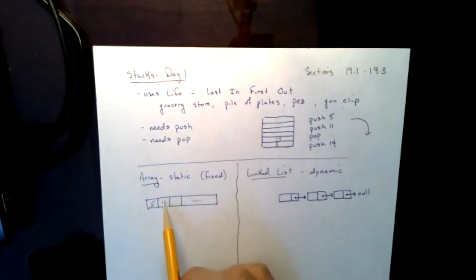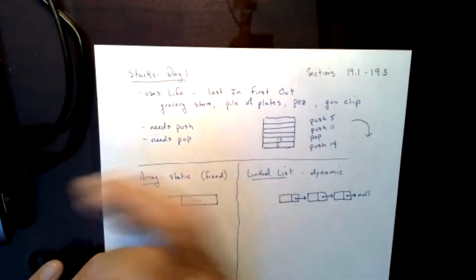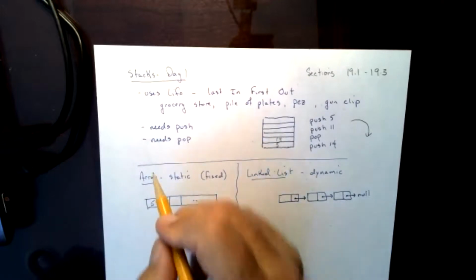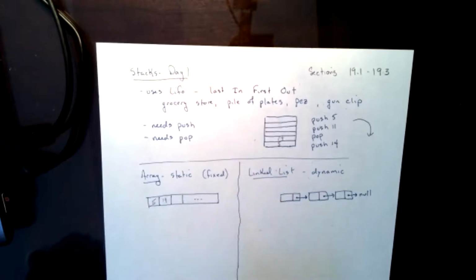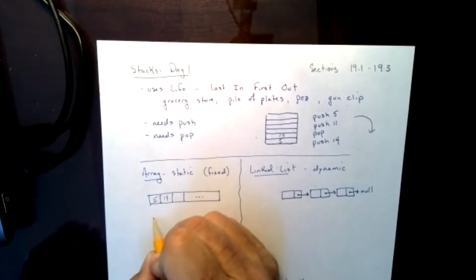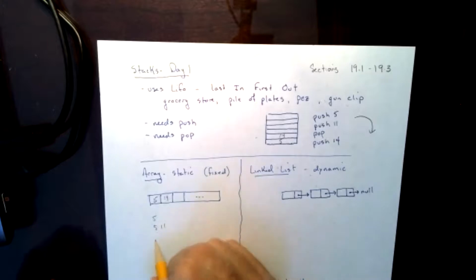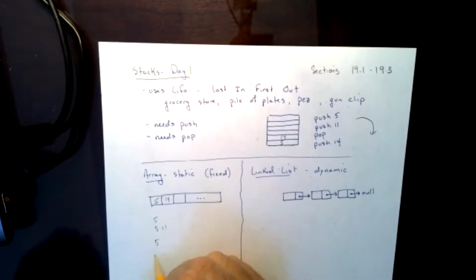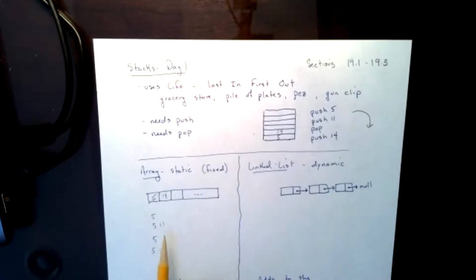If I want to pop, I'm going to pop the 11 off. It's off. And when I push again, I'm going to push the 14. So in this world of working with an array, as I keep doing it, I had the 5, and then I had the 5 and the 11, and then I just had the 5, and then I added the 14. I start to get something that looks like this.